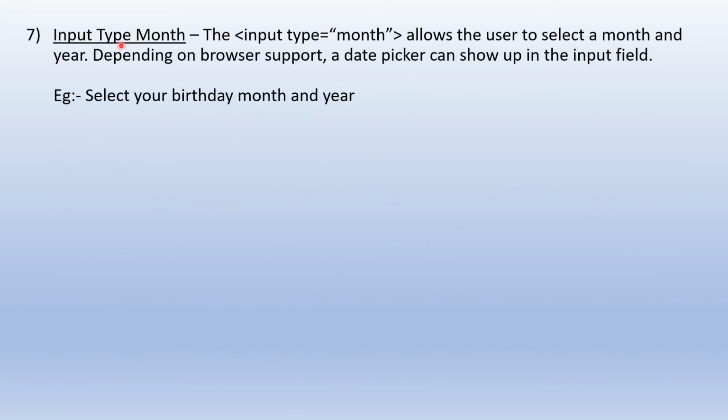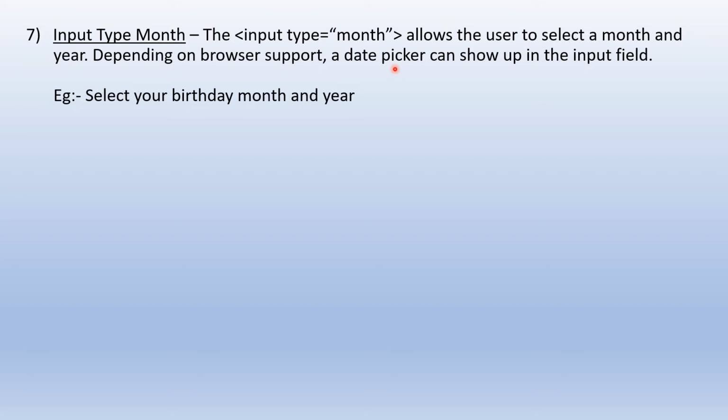Next type of form element is input type month. Input type month allows the user to select a month and year. So using input type is equal to month, user can only select month and year. Here selection of date is not allowed. Depending on browser support, a date picker can show up in the input field. This again depends upon the browser. Whether the browser supports this date picker or not depends upon the browser which you are using.